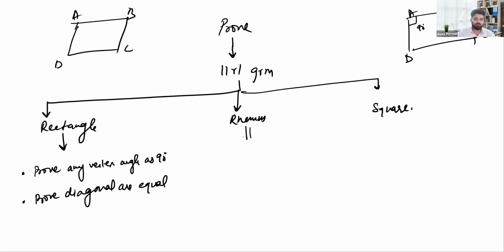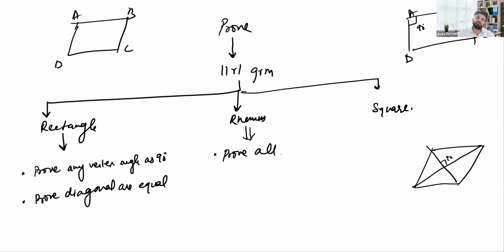So next one is, if ABCD is a parallelogram and you need to prove that it is a rhombus. You can't prove 90 degrees because a rhombus doesn't have a 90-degree angle, and it doesn't have equal diagonals. So what is the minimum condition that you need? You need to prove that the diagonals bisect each other at 90 degrees. This is one condition, or else prove all sides are equal.